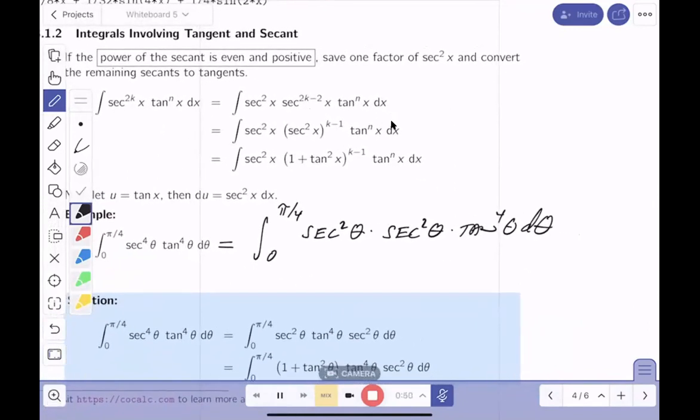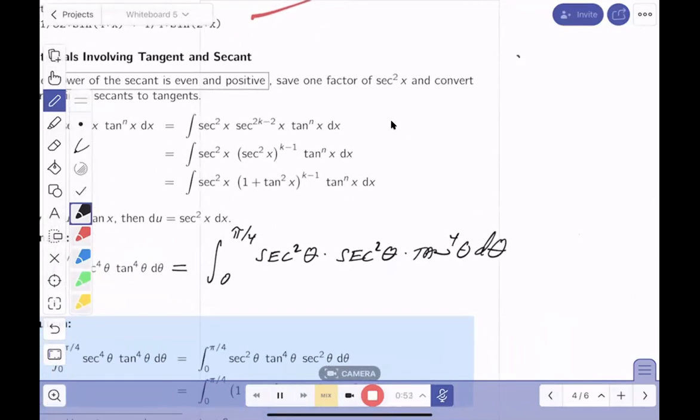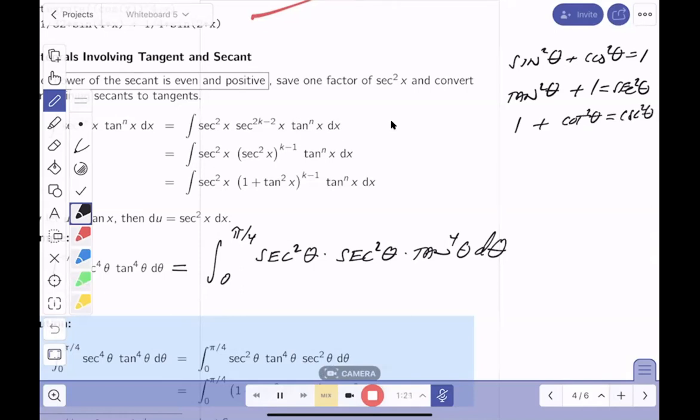Let me just remind you of the Pythagorean identities. So sine squared theta plus cosine squared theta is equal to 1. Well, I guess you could divide by cosine squared, right? What do you get? Tangent squared theta plus 1 equals secant squared theta. You could also divide by sine squared, and you get 1 plus, well, that would be what? Cotangent, wouldn't it? And then you'd have cosecant. Now, these are the same identities that you were given in math 120.